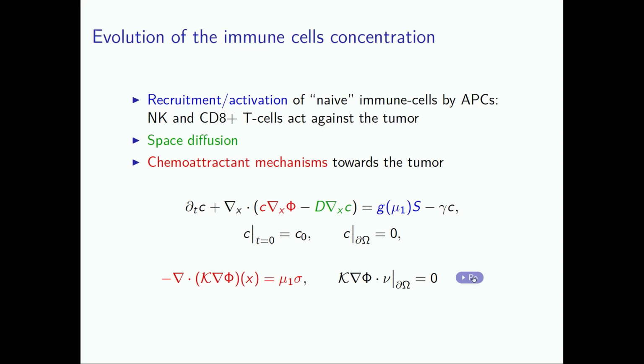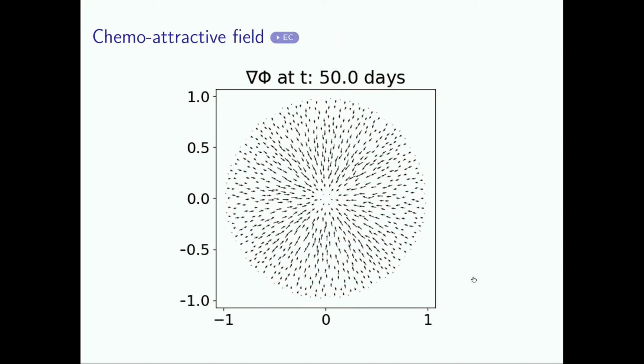You should just think of the potential like that: a set of arrows pointing towards the tumor, towards the center of the domain. The strength of the arrow depends on the mass of the tumor. The larger the mass, the stronger the arrow.